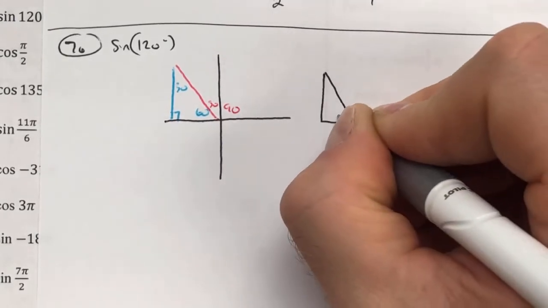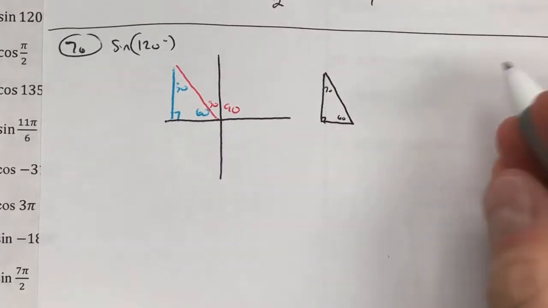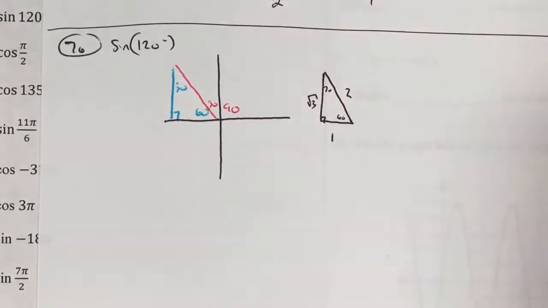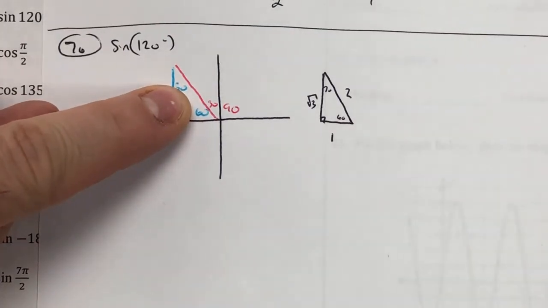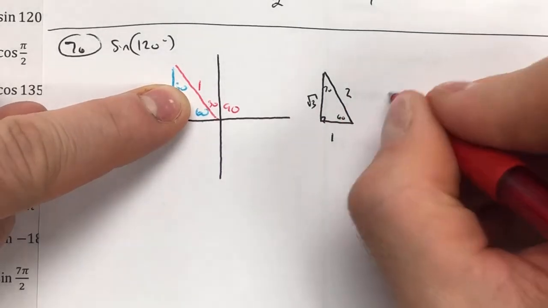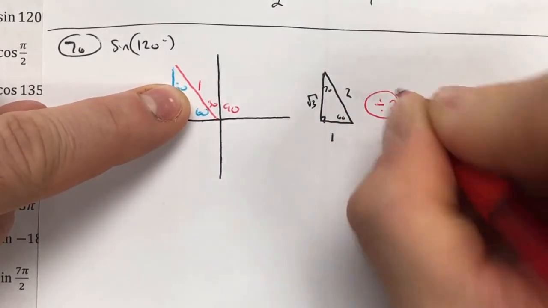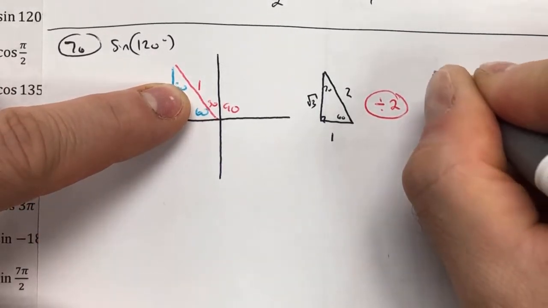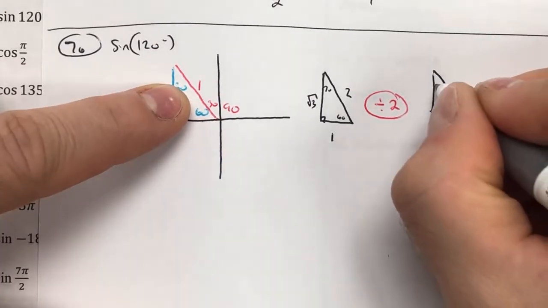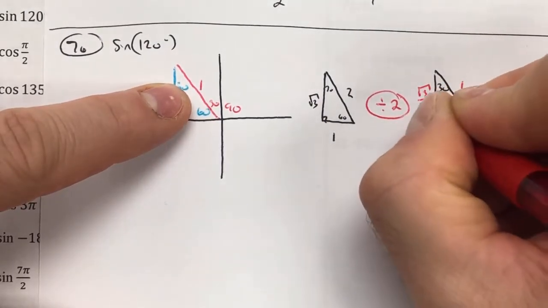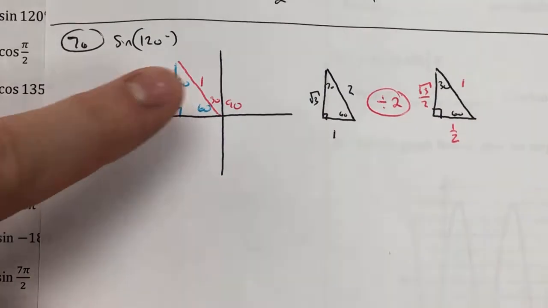If I redraw it right here, let's say that's 60, 30, and 90, it's going to give me a 1, 2, square root of 3. That's the special right triangle relationship. However, I know that this has a radius length of 1. So in order to get that translated over, I just need to divide this entire triangle in half. So now it's still a 30, 60, 90 triangle, except in this case, it's going to be a 1, square root of 3 over 2, and a 1/2. Everything has been divided in half.